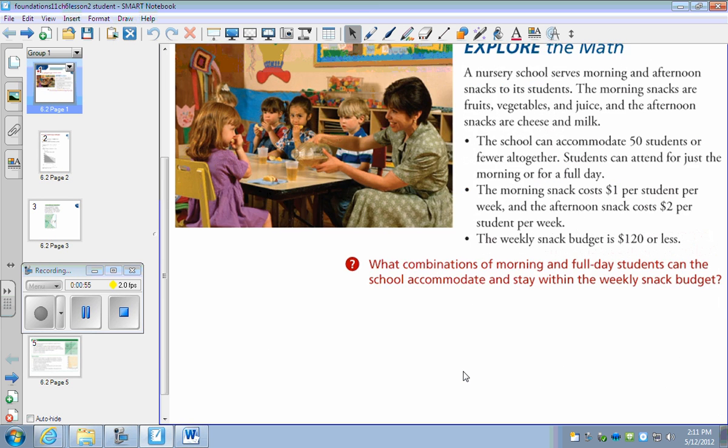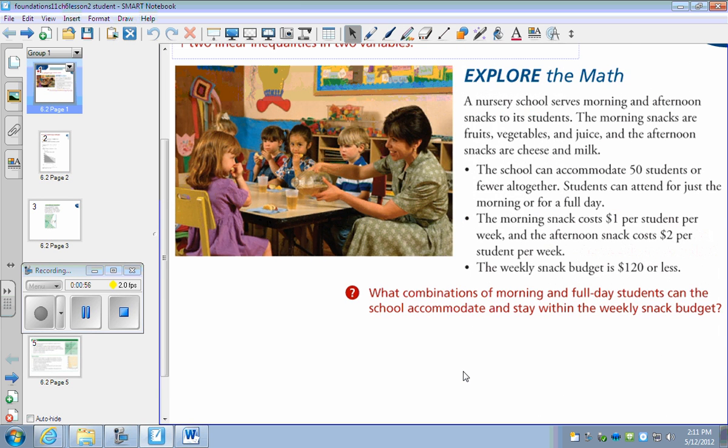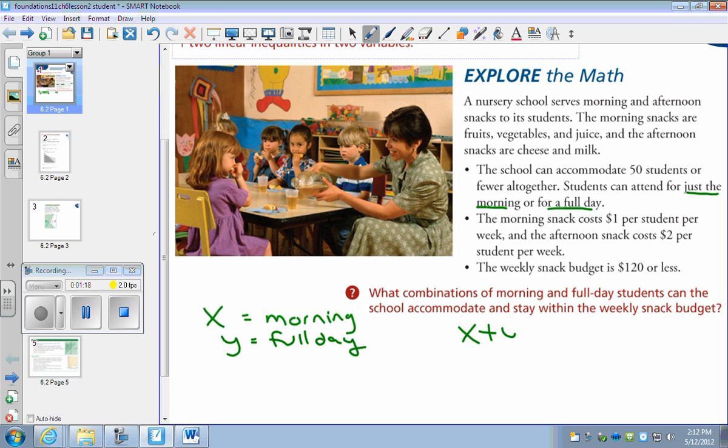First of all, let's figure out what we're going to let X and Y be. So we have two types of students. We have students that attend for just the morning or for a full day. And let's let X be morning and Y be full day. We know that all the students need to be 50 students or fewer. It needs to be less than or equal to 50.